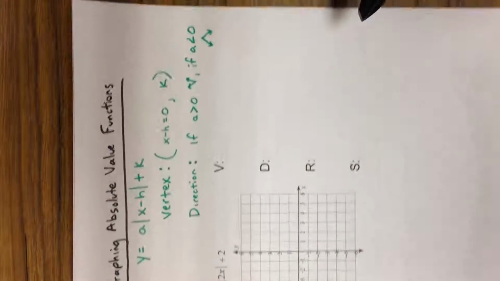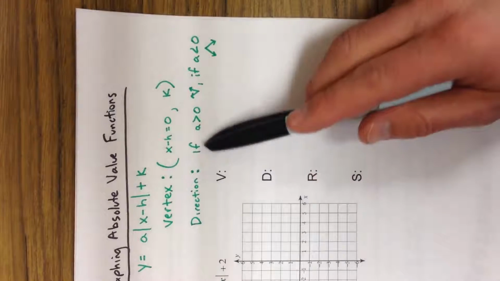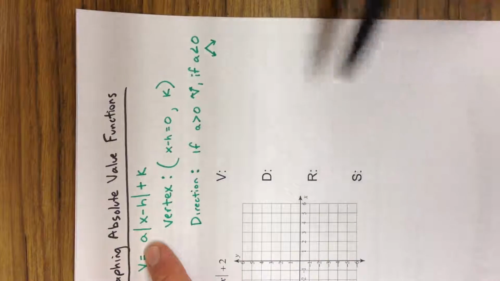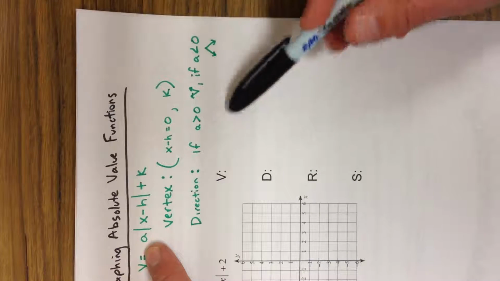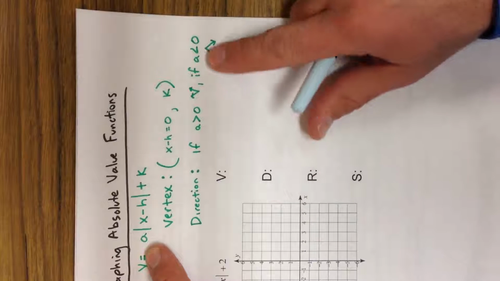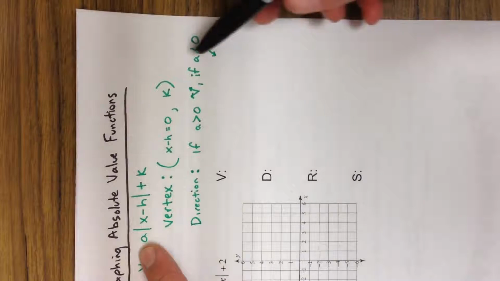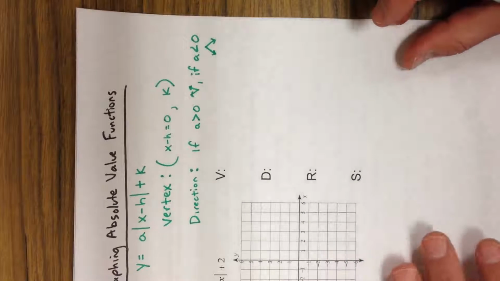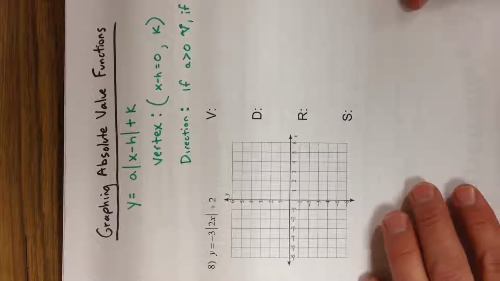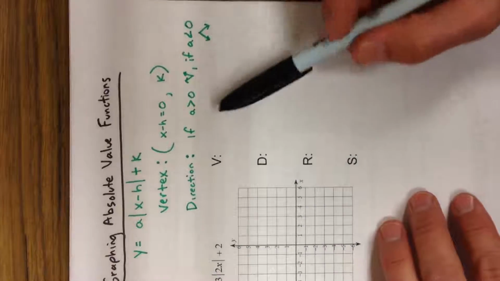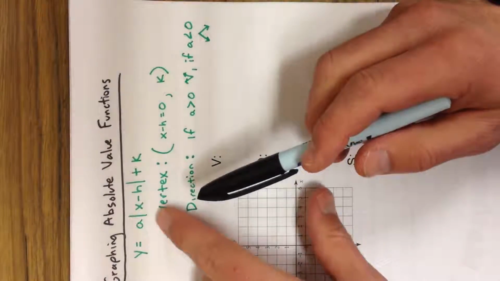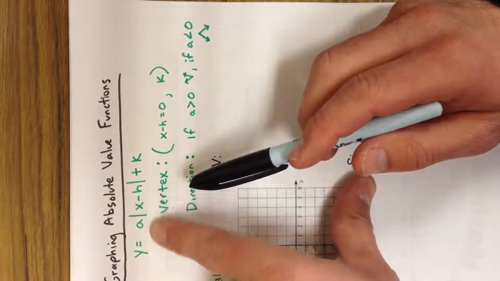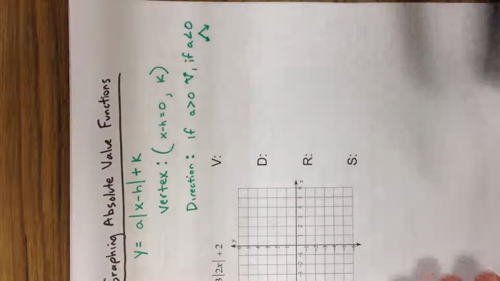Okay, and then you can also keep this in mind, the direction. If a, this leading number out here, is greater than 0, or positive, it's going to open up like a V. And if a is less than 0, which is negative, it's going to be a downwards V. So if you keep those in mind every time you do these, it could really help you. Another thing that I don't have listed here is your slope: you can look in front of x, and a times whatever's in front of x will be your slope.